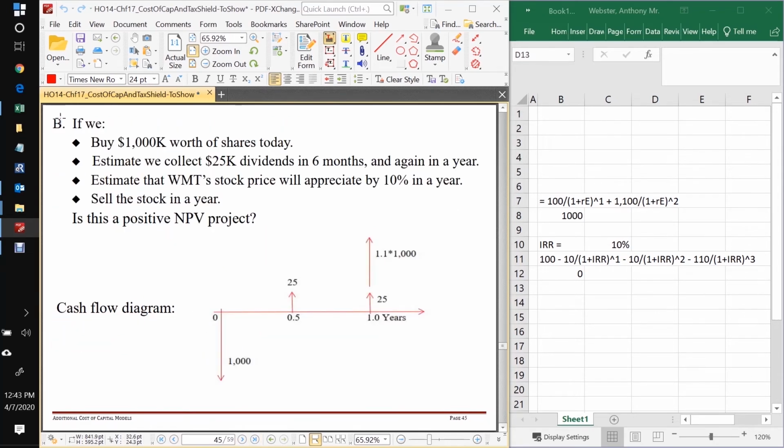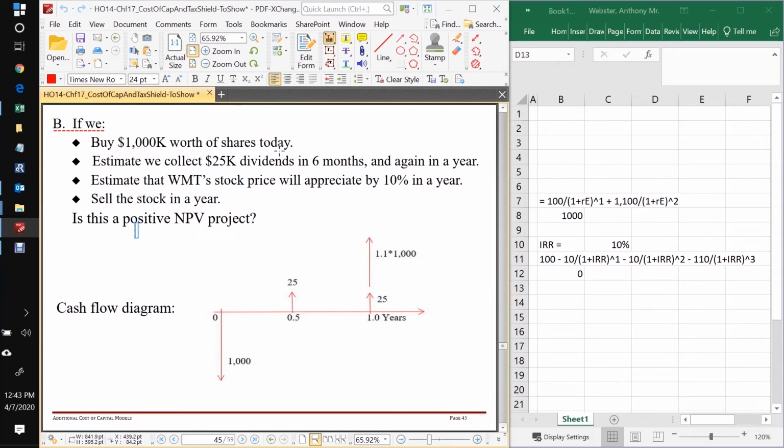And now for part B. So we didn't want to do that all for nothing, right? We're working in this hedge fund. We're thinking about buying stocks for our customers, right? So we want to know, based on additional assumptions here about Walmart, if this looks like a positive NPV project for us. So what would be the project?